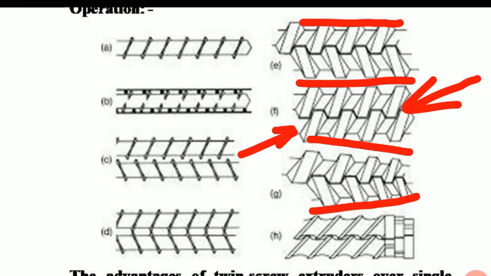So we get both dispersive and distributive mixing in twin screw extruder. Now we shall see the advantages of twin screw extruder over single screw extruder. More positive pumping, better mixing and less sensitivity to die head pressure. So better mixing takes place in twin screw extruder, and better pumping and less sensitivity to die head pressure take place in twin screw extruder.